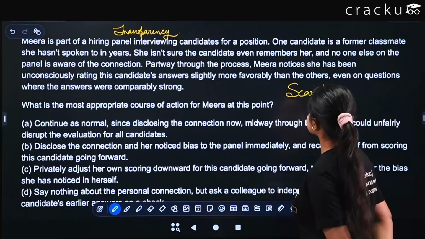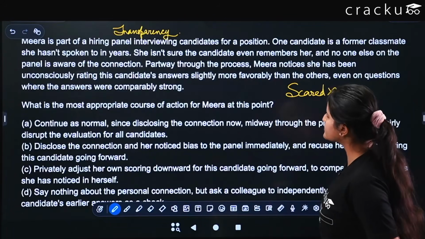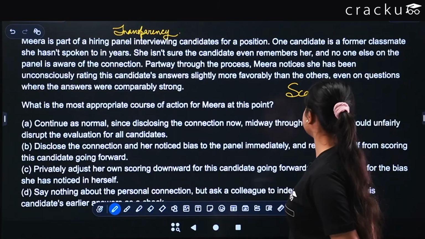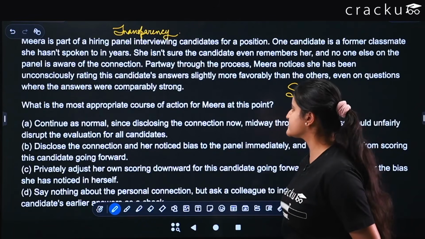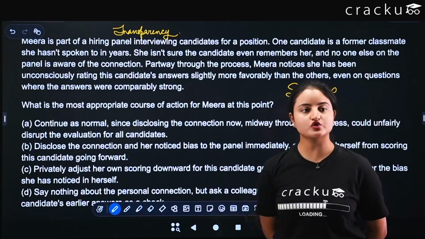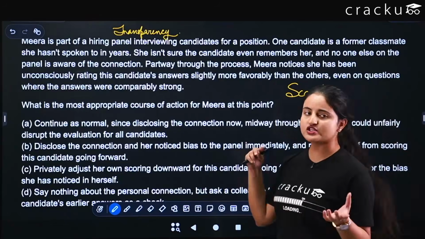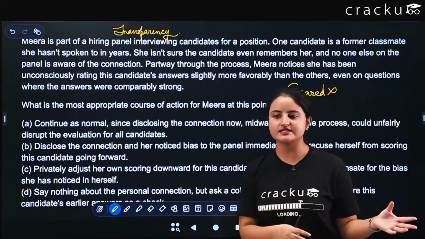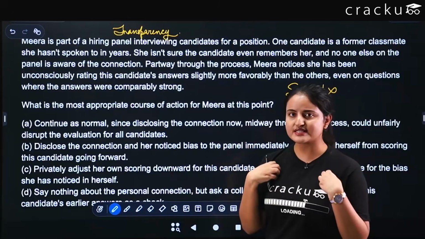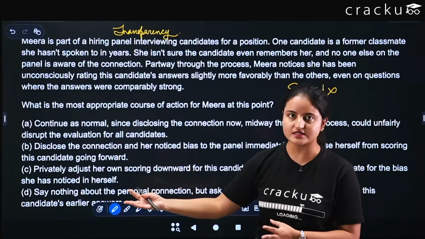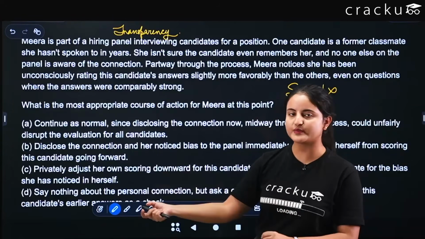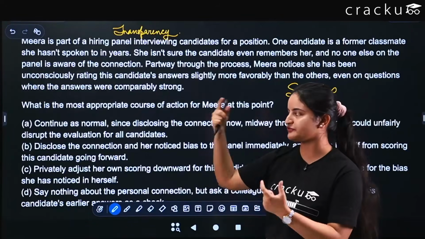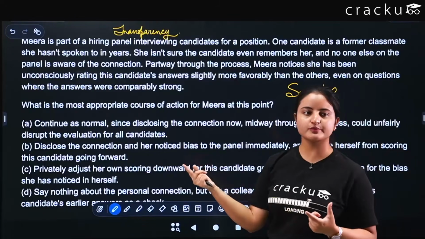Partway through the process, Meera notices she has been unconsciously rating this candidate's answers slightly more favorably than the others, even on questions where answers were comparably strong. So this is the situation. She knows a person, that person doesn't remember her, but when she analyzes, she feels that there might be a bias that she is showing towards this particular candidate because she knows him or her from before, okay? What is the most appropriate course of action?